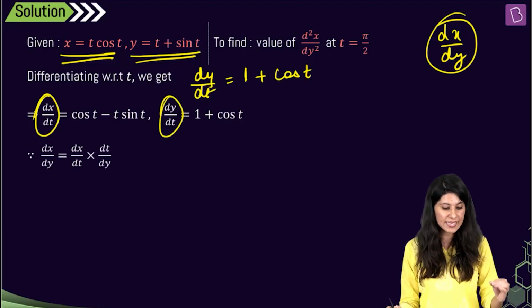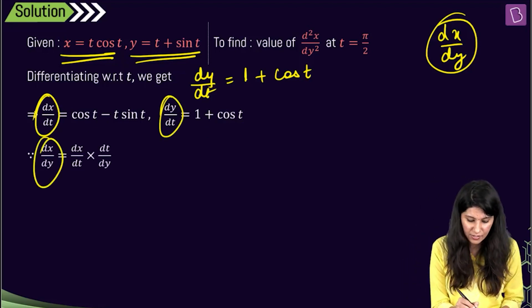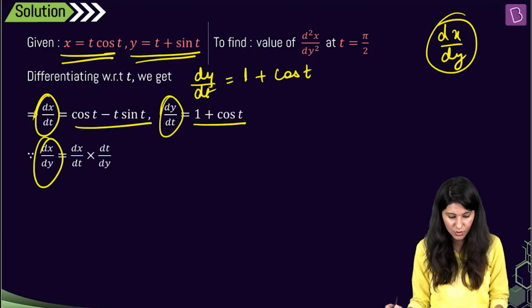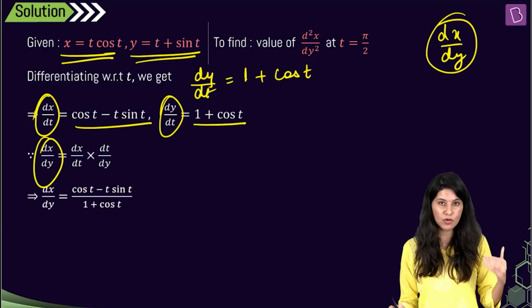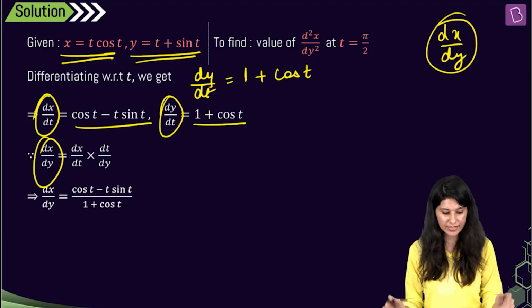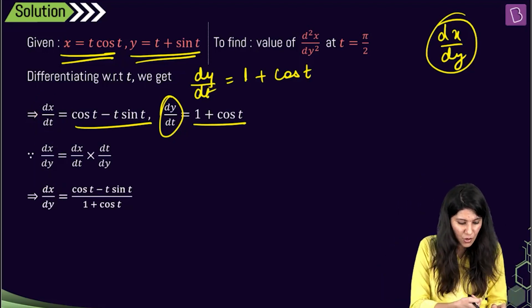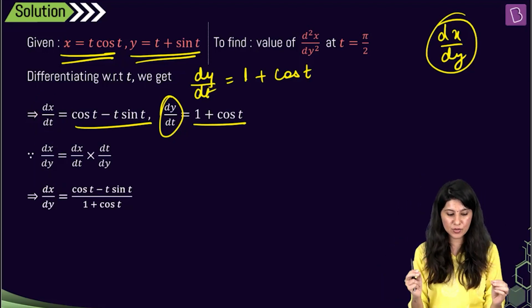You get dx by dy. Yes, so let's divide these two. If you do that, what do you get? You get this: (cos t minus t sin t) whole upon (1 plus cos t). Alright, so first derivative, I'm sure everybody is able to do it.